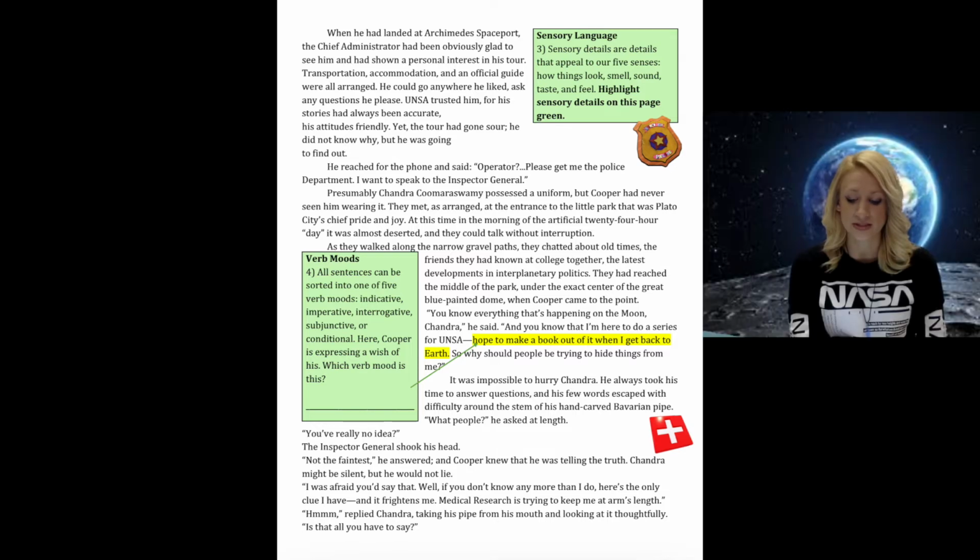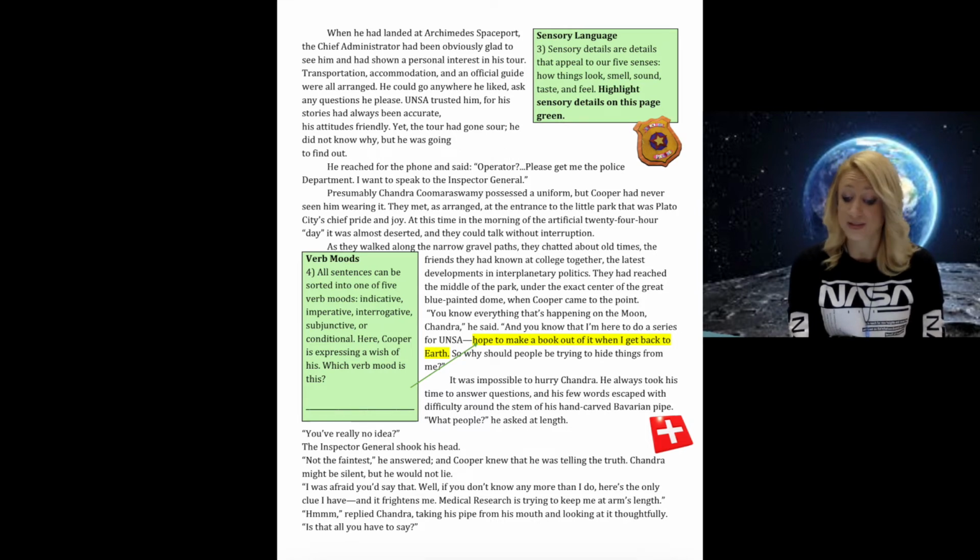Shown a personal interest in his tour. Transportation, accommodation, and an official guide were all arranged. He could go anywhere he liked, ask any question he pleased. UNSA trusted him, for his stories had always been accurate, his attitudes friendly. Yet the tour had gone sour. He did not know why, but he was going to find out. He reached for the phone and said, "Operator, please get me the police department. I want to speak to the Inspector General."